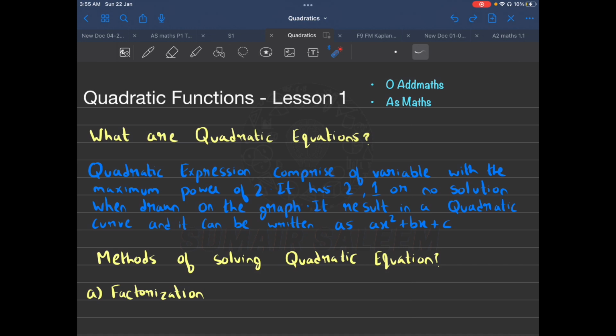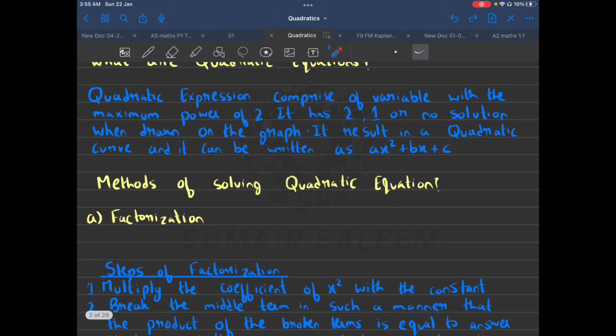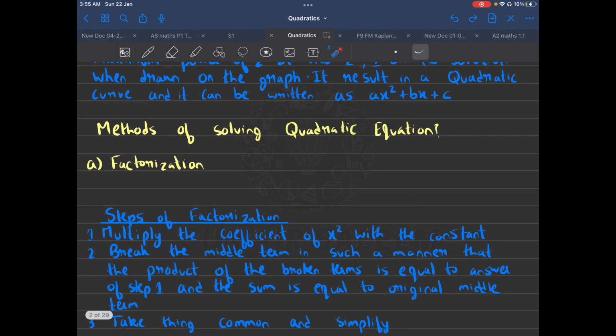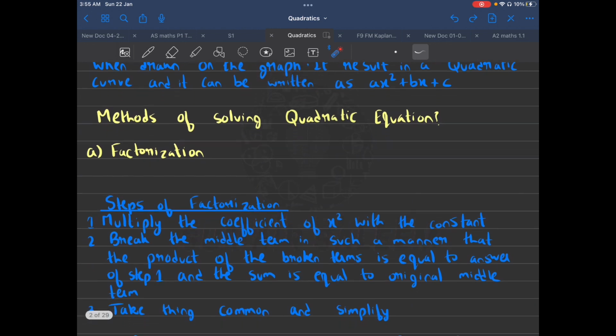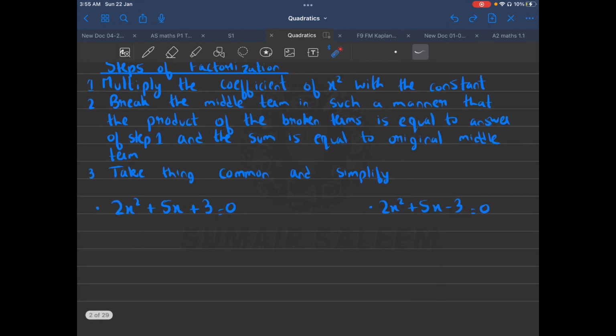Now, what are the methods of solving quadratic equations? The first method is factorization. In other words, you can call it middle term breaking. So I'm going to explain these three steps by solving these four examples. Let's begin.